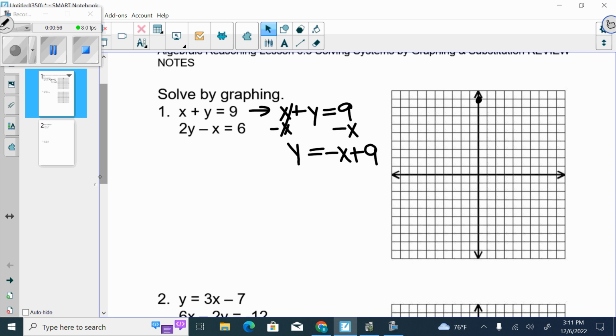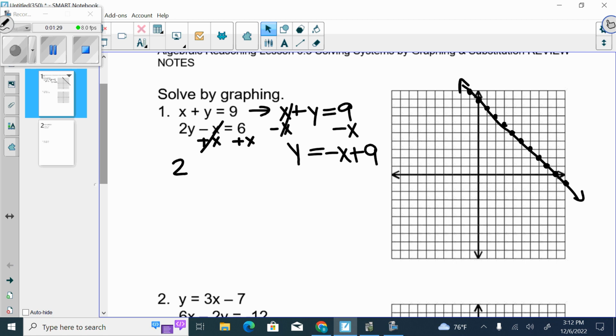And where do I move to get my next point? Down 1 and over 1. Very good. Let's see. All right, so there's our first one. Okay. Is that second equation ready to graph? No. So what do we need to move first? The x. Very good. We're going to add x to both sides.